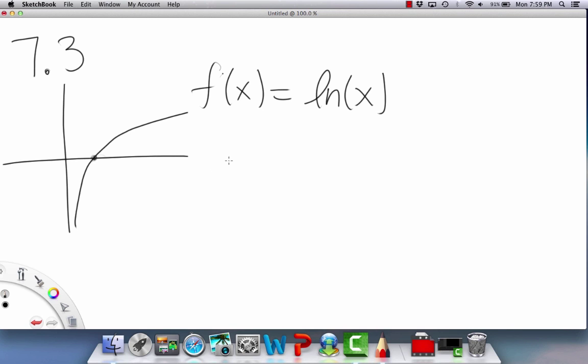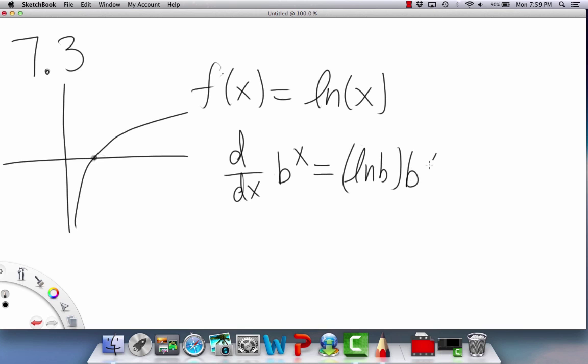Let's see. So then we'll just jump straight into the derivatives. So we have the derivative of b to the x equals ln b times b to the x, and this is just a formula that, again, you can find in your book. Okay, so this is what we know. This is one of the theorems in our derivatives for b greater than 0. Okay, so here's a nice example.